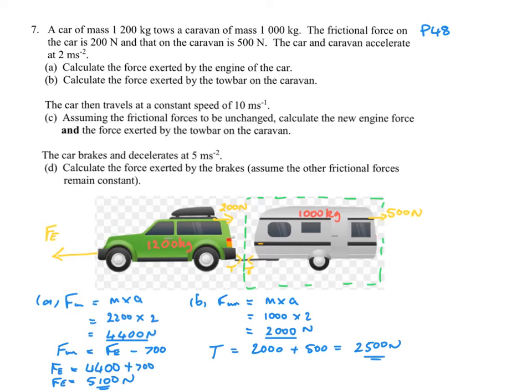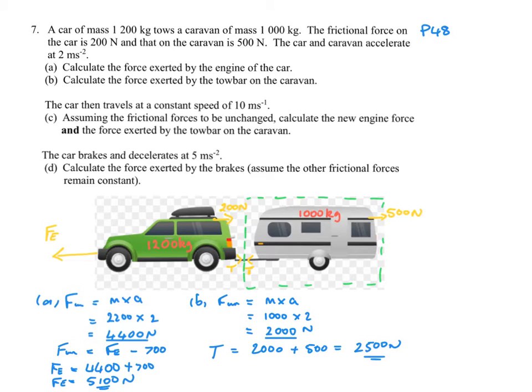Just to mention part C here, we have to work out the engine force again and the tension in the tow bar acting on the caravan when the car is no longer accelerating but is travelling at a constant speed. So in this situation we would then be applying Newton's first law, which is saying that the forces acting on the objects would have to be balanced.